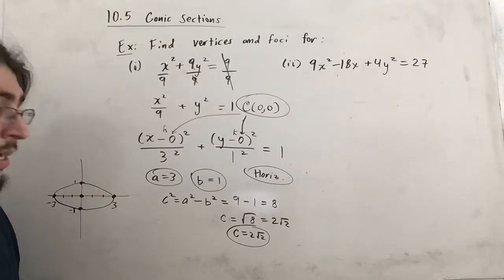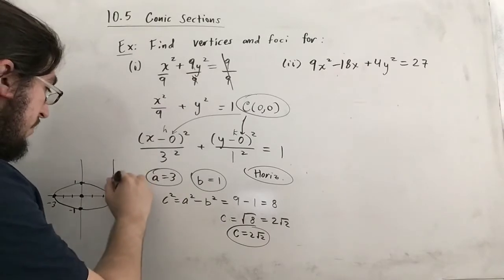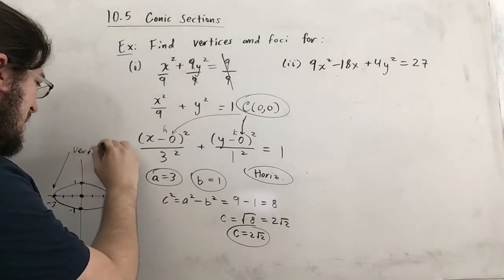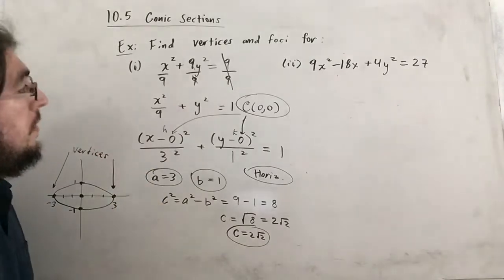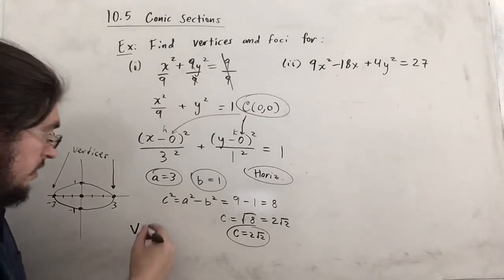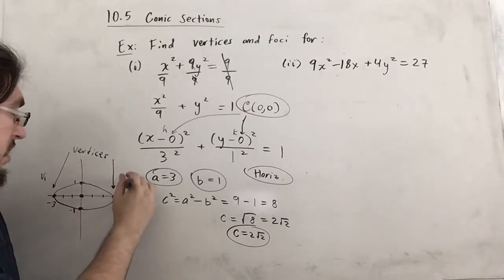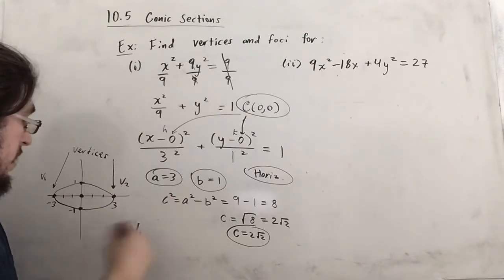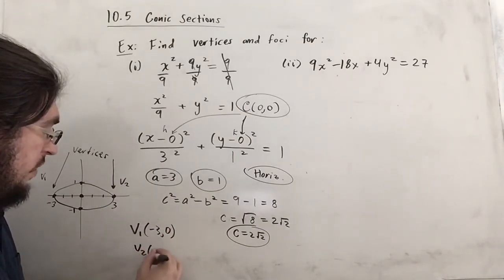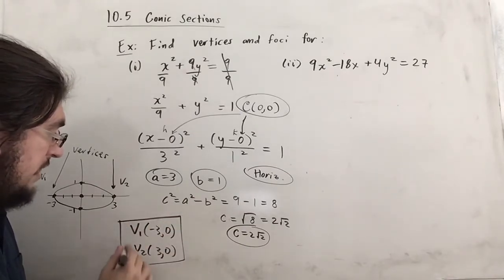Looking pretty good. Now, with that being said, we actually know what the vertices are. These are the vertices. So let me write over here. Our vertices are going to be, let's say V1 is the first one, and V2 is the second one in that order. So V1 is negative 3, 0, where V2 is 3, 0. Boom, there we go. Those are the vertices.